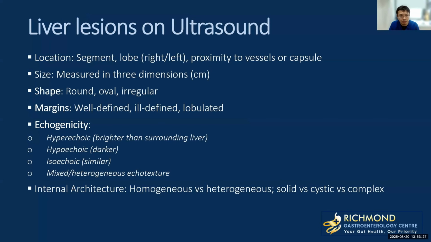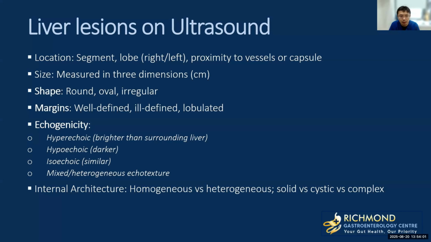Liver lesions on ultrasound usually always get characterized into different categories. For example, the location: is it near a blood vessel? Is it on the left lobe or right lobe? The size, which radiology often describes in 3 dimensions. Shape, whether it's round, oval, or irregular. Margins, whether it's well-defined, capsulated, lobulated, or very difficult to see, an ill-defined margin.